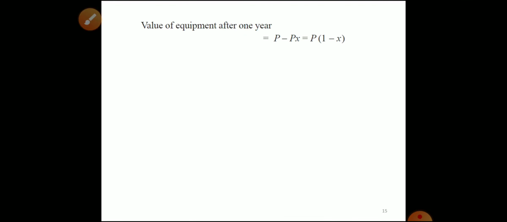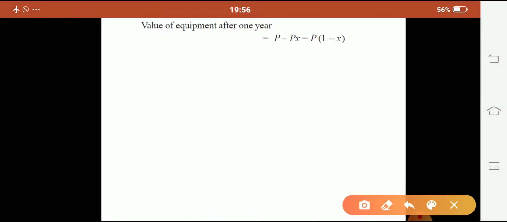Let us understand this by deriving the expression. The value of the equipment after 1 year: the initial value of the equipment is P rupees, and its value will decrease, where the unit annual depreciation is X. So P into X is the decrease in value. So the value of the equipment after 1 year is P minus PX.